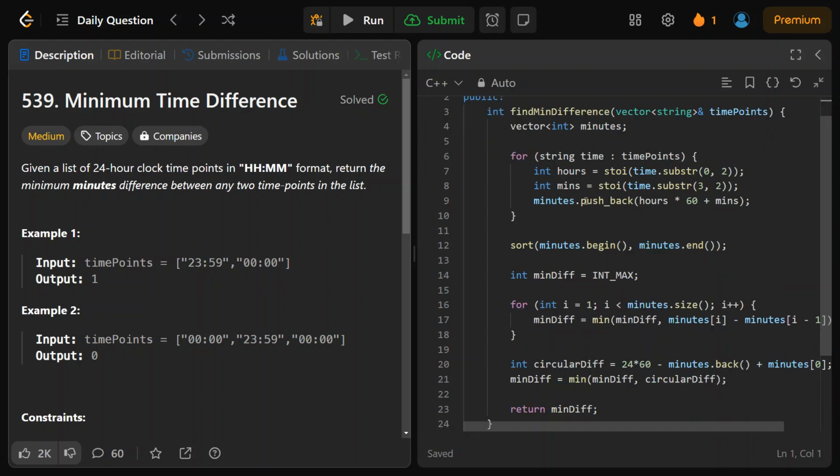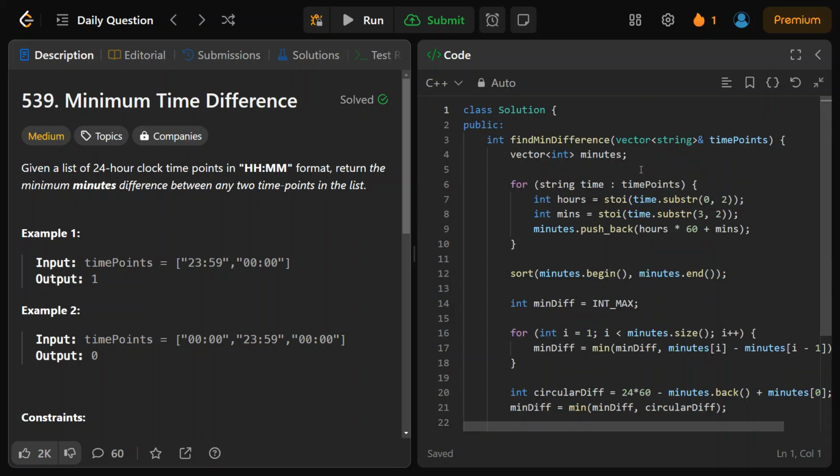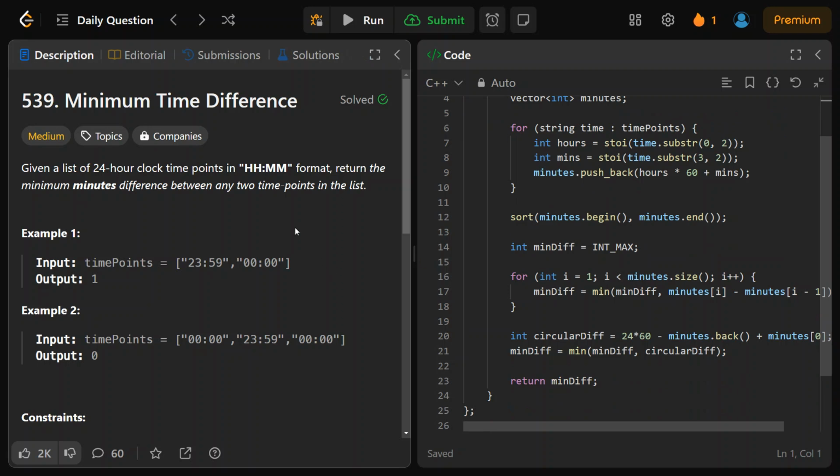Now I have to convert it into minutes. For that, I will multiply the hours by 60 and push that into this minutes vector. Now I have to find the minimum difference. So firstly, I will sort this vector.